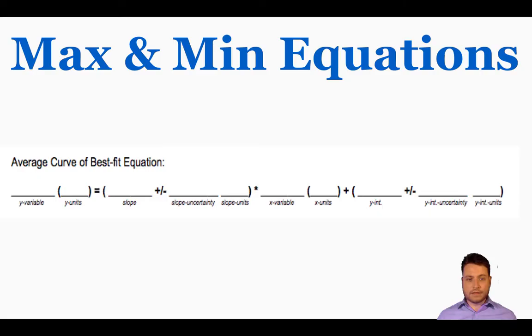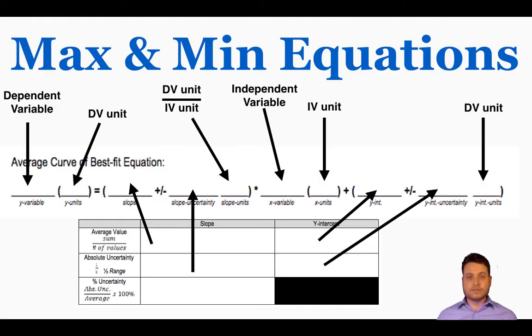So let's see how we fill in this average curve of best fit equation. This is what you're going to put into each section. The y variable is the dependent variable. The y units are the DV units. The slope of this average line of best fit is going to be the average slope that you calculated in that previous section. The slope uncertainty is going to be equal to the absolute uncertainty of the slope. The slope units are the DV unit over the IV unit.